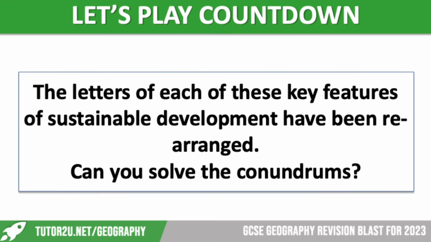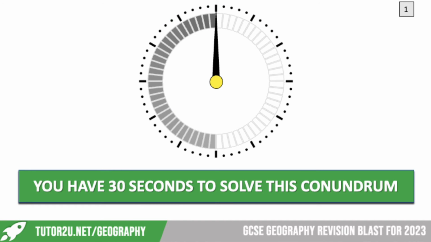Right, we're going to move on to a game of countdown now. This time, the letters of each of the key features of sustainable development have been rearranged. So you just need to solve the conundrums. You will have 30 seconds each time, and we have 5 to do. These are things that we would expect to see in a sustainable development. So let's do our first one. Off we go.